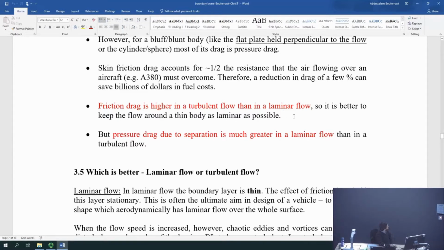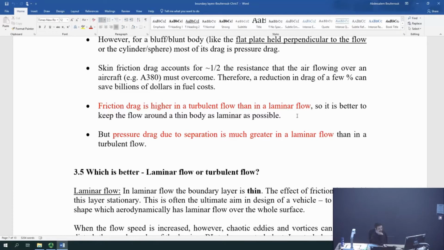Now, of more importance to us in terms of boundary layers is that the skin friction drag in a turbulent boundary layer is actually higher than in a laminar boundary layer. So from a practical point of view, we want our aircraft wings to have laminar flow rather than turbulent flow.